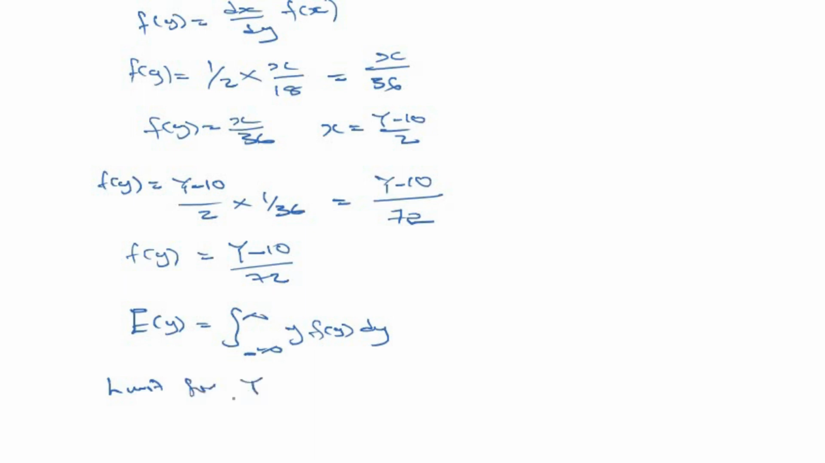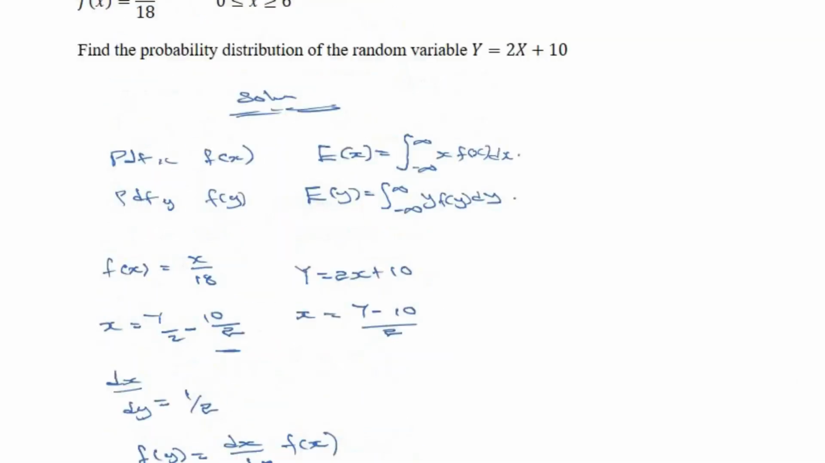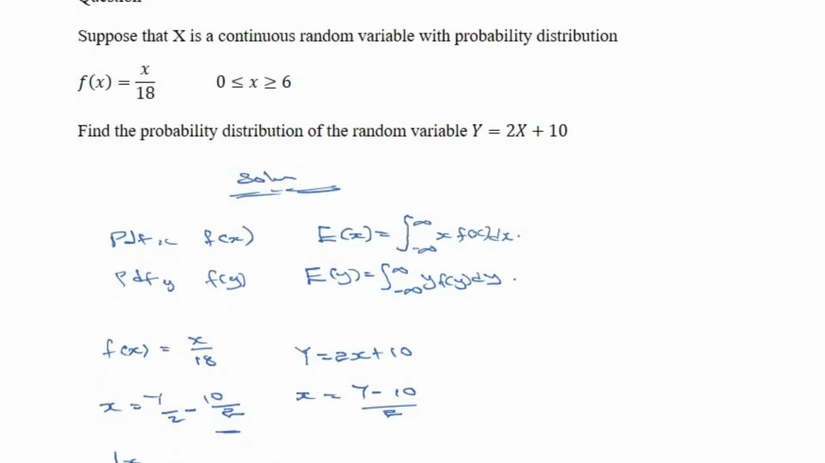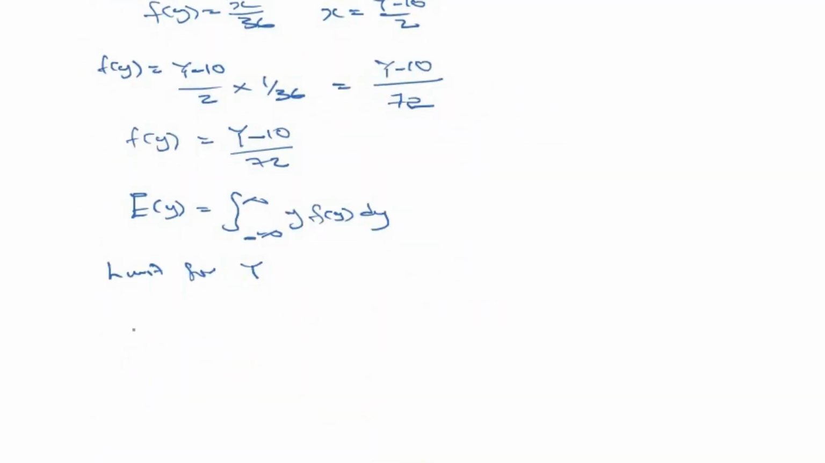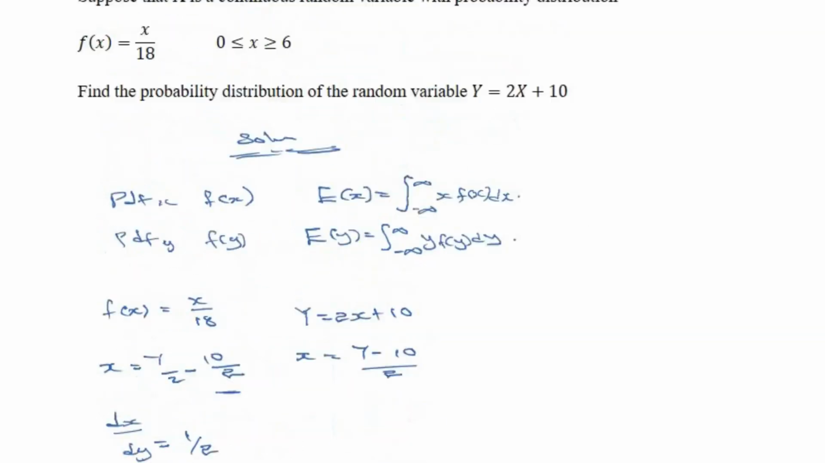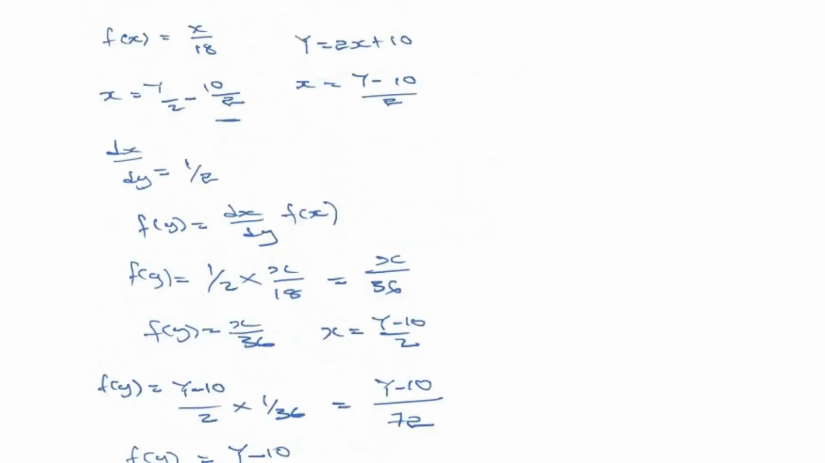Limit for y. So for us to get the limit of y, we have to use x and the equation. We have to use the limit of x and the equation. From the question, we are given that x is greater than or equal to 0 and x is less than or equal to 6. And we are also given that y is equal to 2x plus 10.